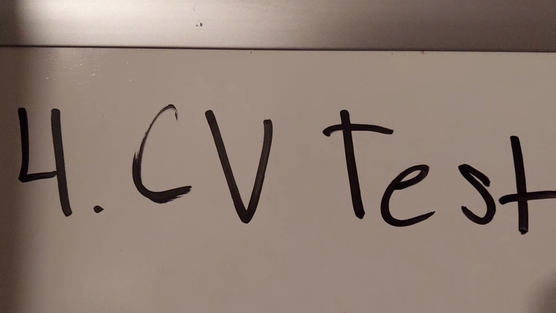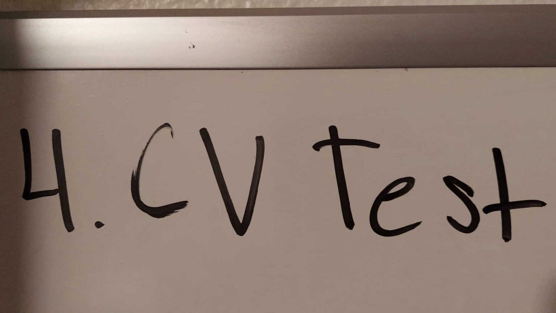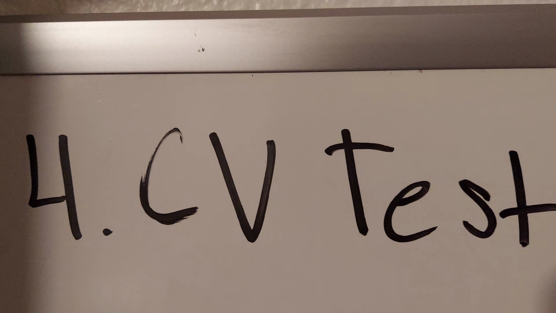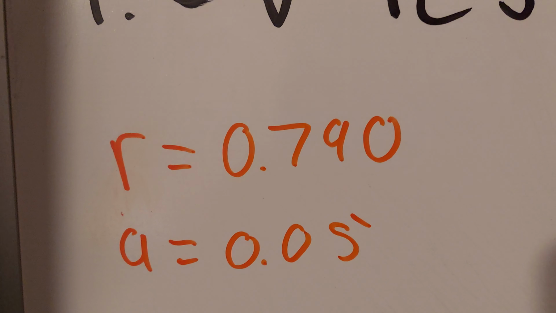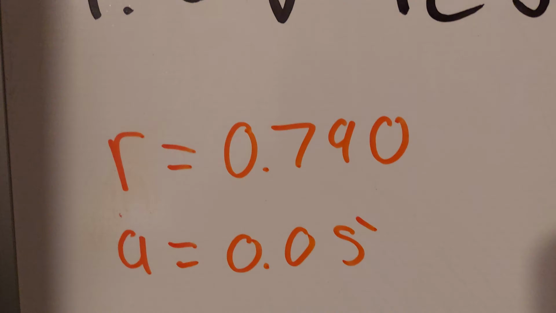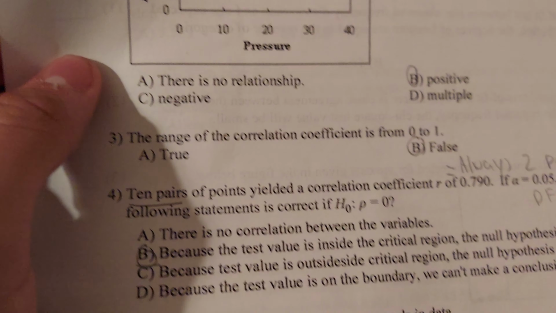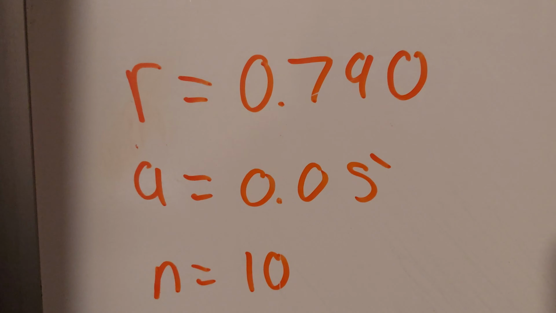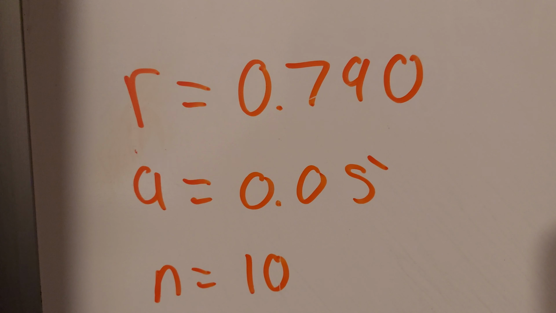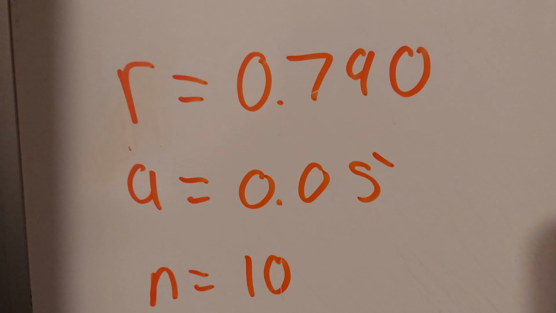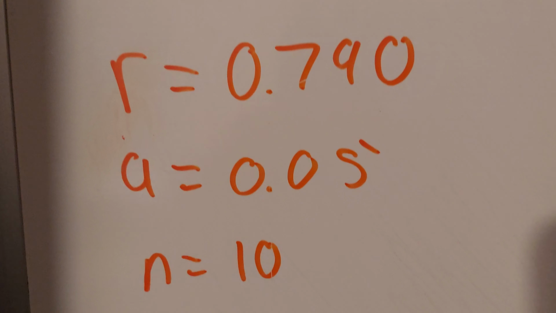As I said before, we're going to be doing a critical value test. So let's write down what we know. Our R is equal to 0.790, and our alpha is equal to 0.05. Now a little hidden thing is this: we're going to be dealing with 10 pairs of points. So that's going to be our n equals 10. Now that we know all these pieces of information, let's use this in a formula.